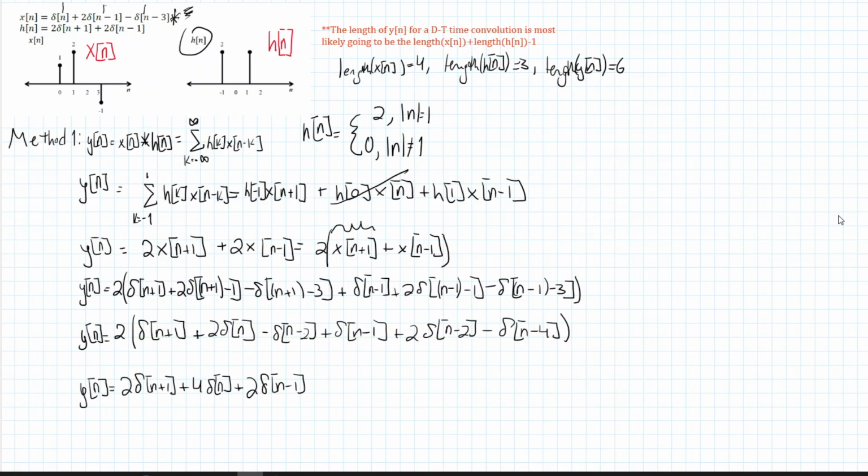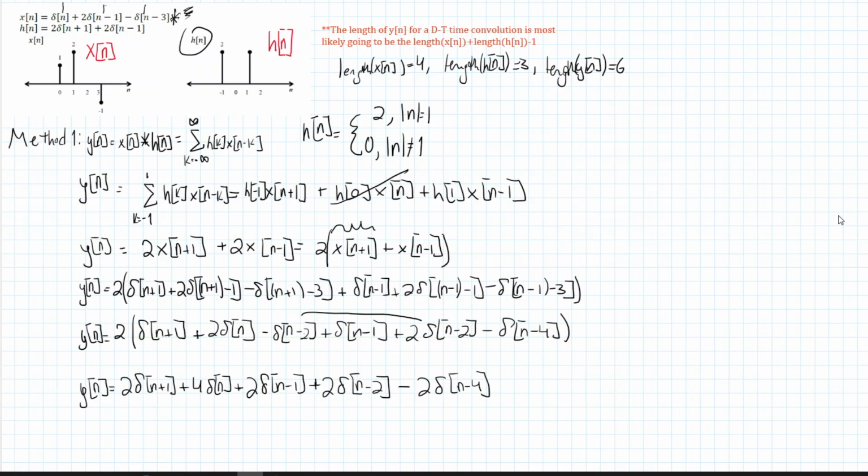Now we have right here, this is the 2 we're going to combine. So we have a negative 1 plus a 2, so that's a positive. So that's going to end up being 1. And then we have to multiply by the 2 up front. So then we'll have plus 2 delta n minus 2, and then minus 2 delta n minus 4. And here's our y of n.